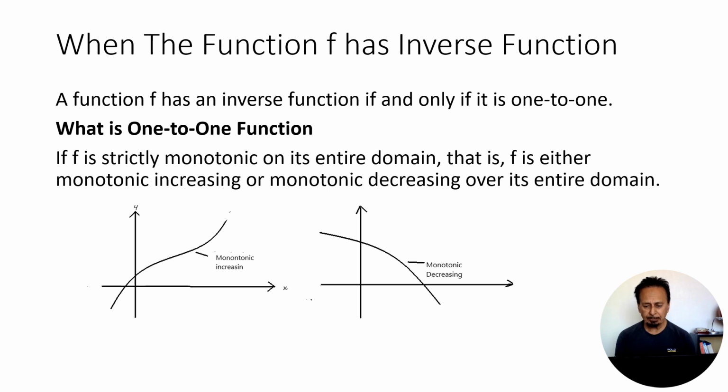A function f has an inverse function if and only if it is one-to-one. Now the question is, what is a one-to-one function? Well, if f is strictly monotonic on its entire domain, that is, f is either monotonic increasing or monotonic decreasing over its entire domain. In this figure, this is monotonic increasing, and here is monotonic decreasing. Both of these are one-to-one functions, and both have an inverse function.